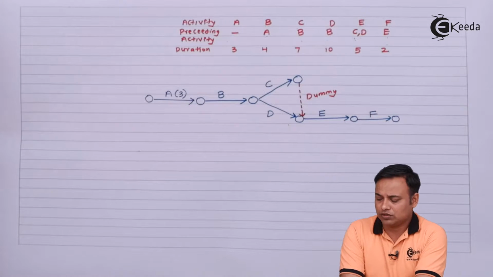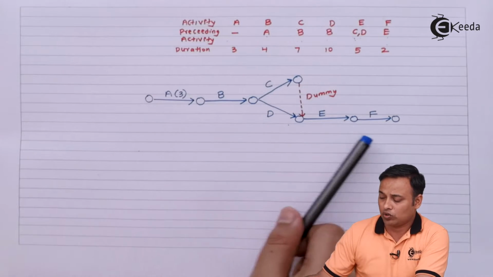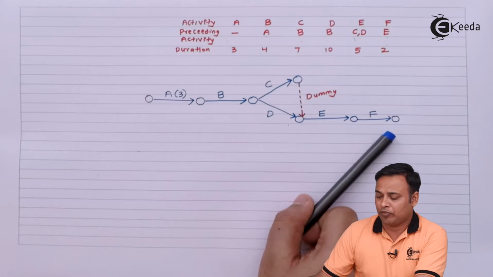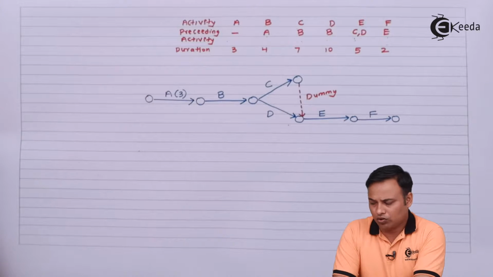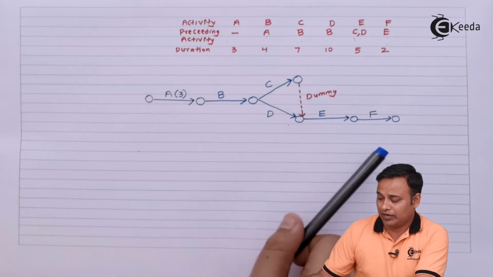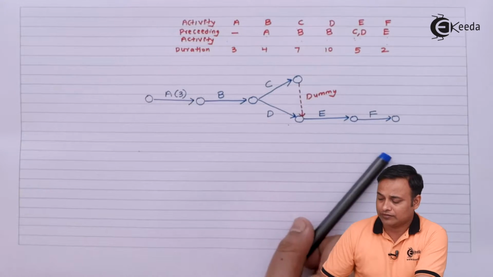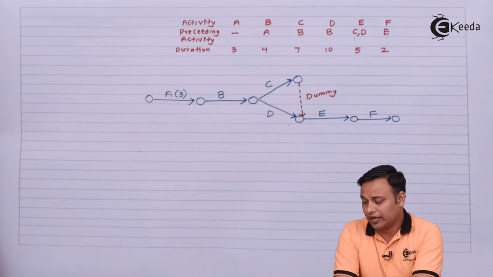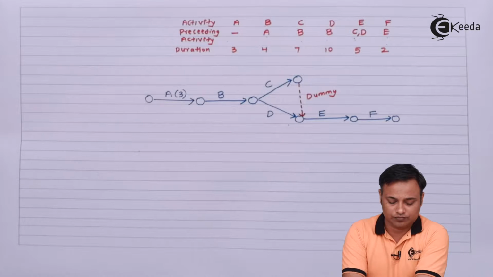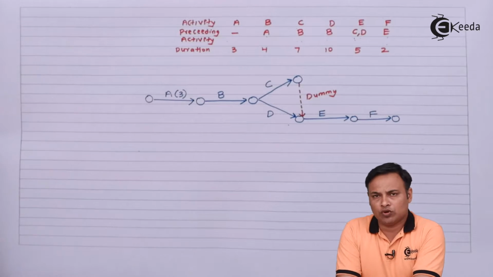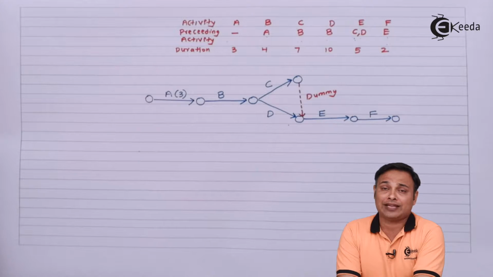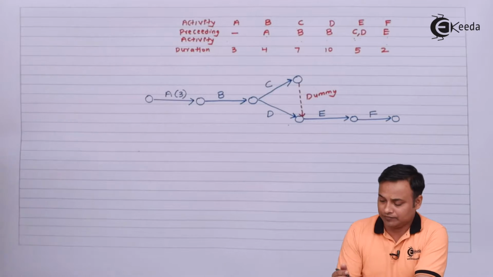Now check the rules. Flow should be from left to right. Second rule, one start point, one end point. Third rule, there should not be multiple activities dangling. And next we need to put the numbers against the nodes. We will put down numbers against the nodes, and be very careful, the number at the head should always be more than the number at the tail.